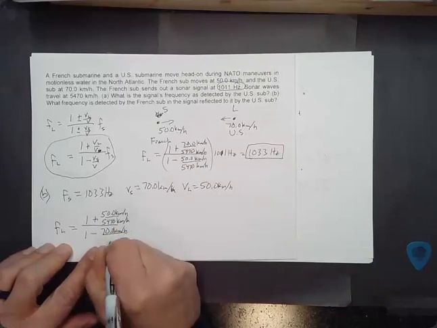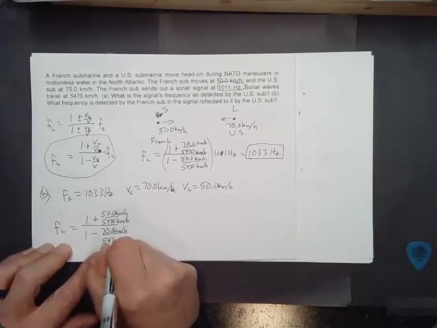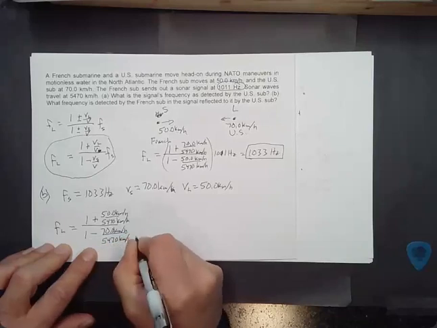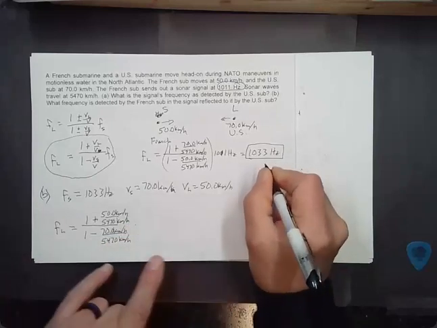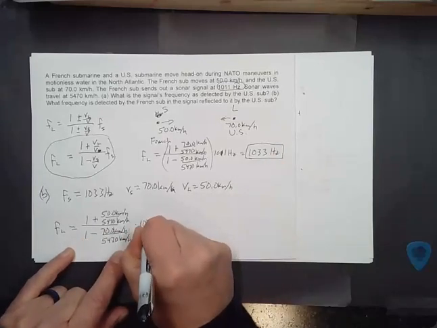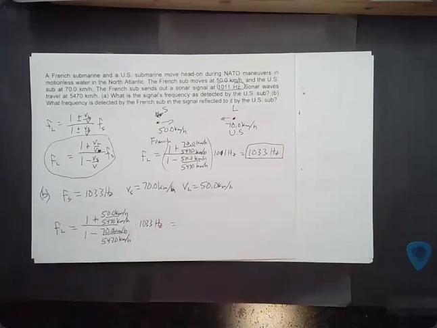Try these problems out on your own after class, after having seen them, and see if you can correctly apply the formula when you're not just watching me do it. So anyway, times 1,033 hertz. And let's see if I can punch it into my calculator correctly. That's the big challenge.